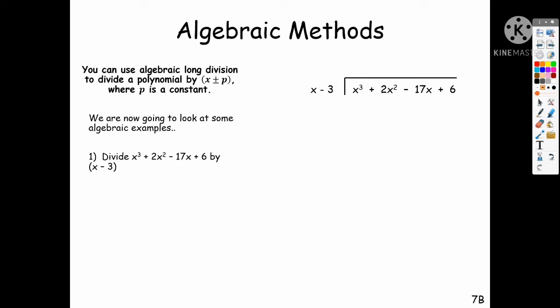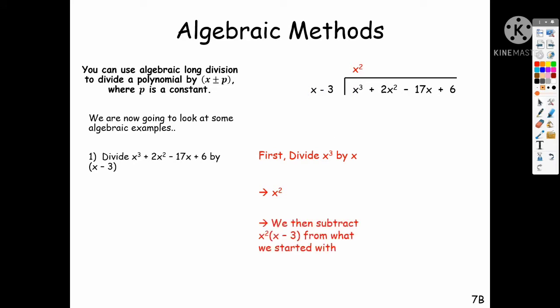I'm going to show you this method now, and hopefully we should be getting better and better as we do lots and lots of practice, because again with A-level math you just need to practice. So the first thing was we divide x cubed by x, we'll get x squared. Then we do x squared times x minus 3, and we subtract that away, so we get x cubed minus 3x squared. Perform our subtraction and we bring the next term down. So we get 5x squared minus 17x plus 6.